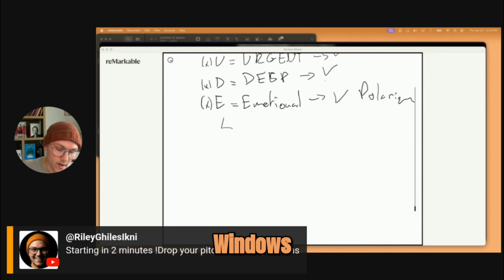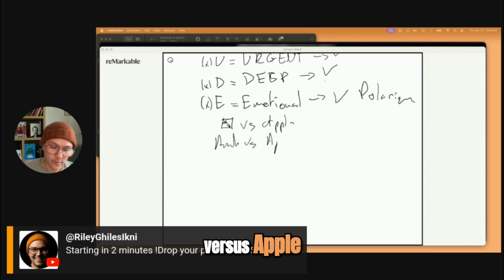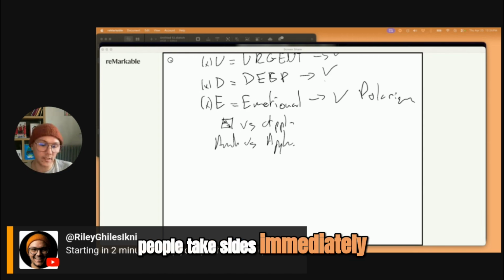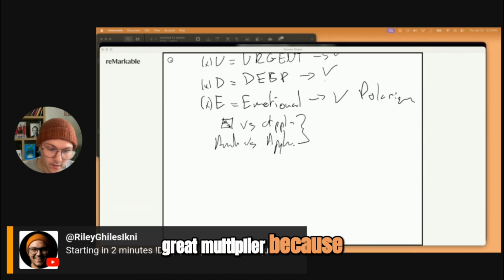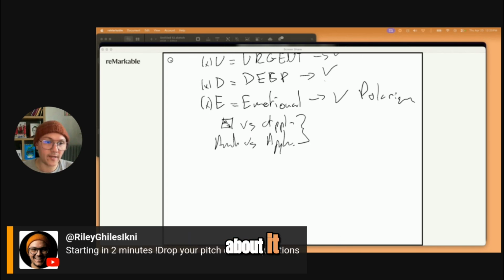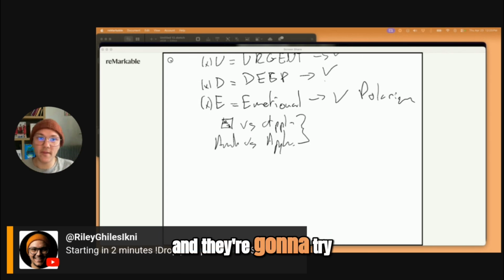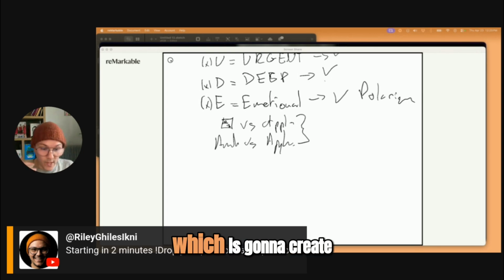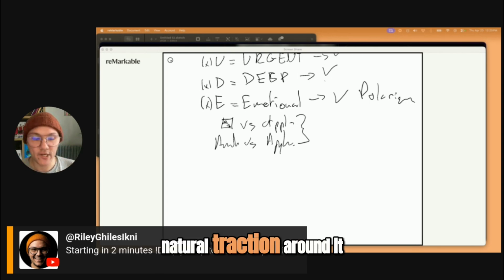It's Windows versus Apple. It's Android versus Apple. So when you talk about it or you talk about the solution, people take sides immediately. And this is a great multiplier because when you're going to talk about it, well, the enemy is going to show up and they're going to try to troll you, and the fans are going to show up and they're going to try to defend you, which is going to create natural traction around it.